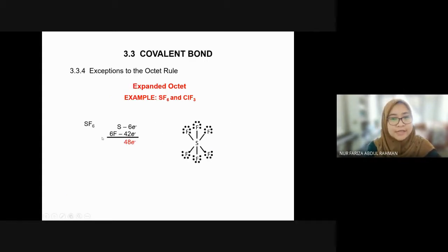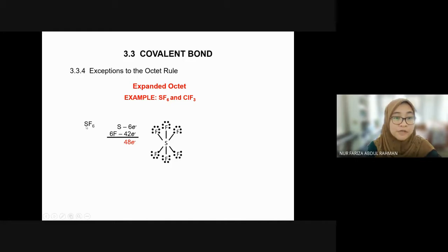This is expanded octet, guys, SF6. So this is quite obvious. Sulfur is the central atom, and we have 6 fluorine atoms surrounding sulfur. So 6 fluorines means we have 6 bonds. 6 bonds times 2 is equivalent to 12 electrons. Right? 12 electrons on sulfur, since these 6 fluorine atoms are bonded to sulfur. So obviously there are 12 electrons on sulfur. That is what we call expanded octet, more than 8 electrons, because it is bonded with 6 fluorine atoms.